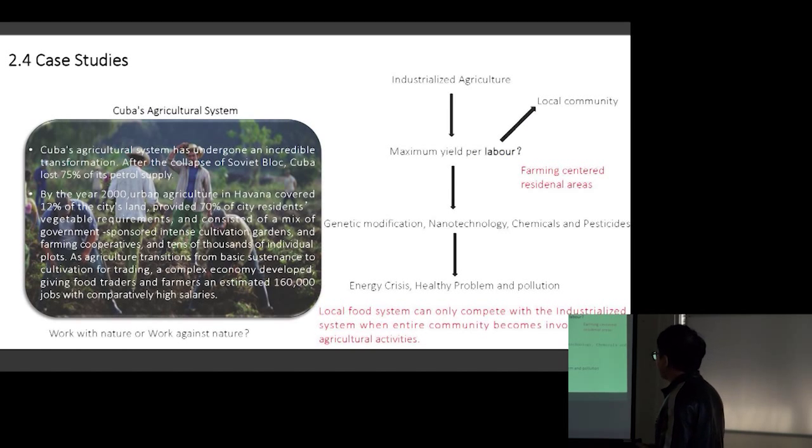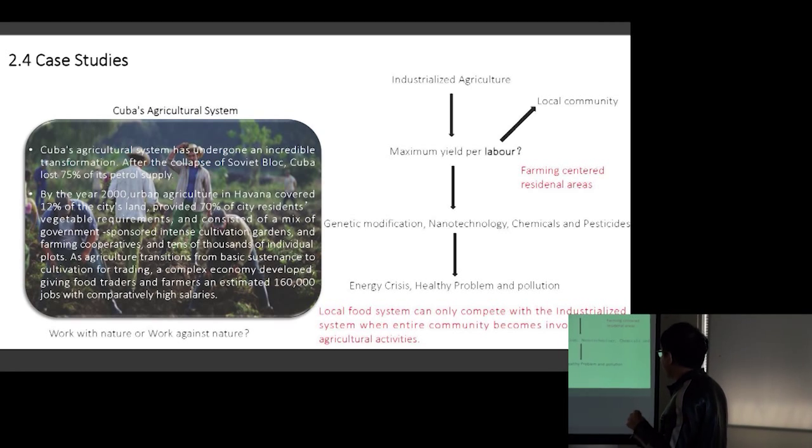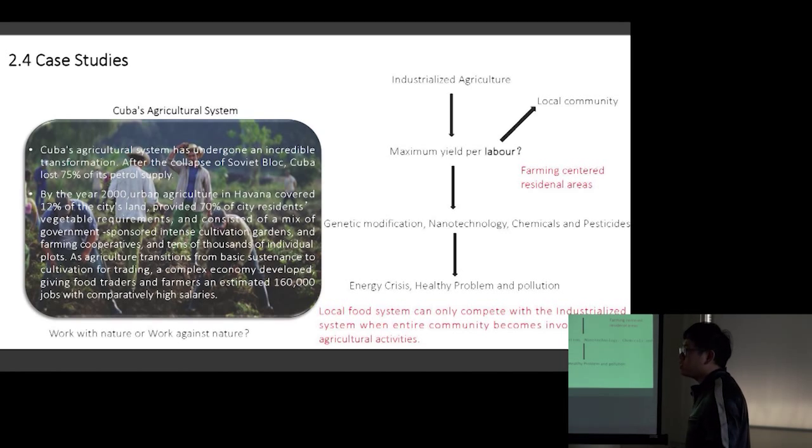So let's look at some case studies. Cuba's agriculture. Cuba lost the fossil fuel supply a few years ago, so they had to make a revolution in their food system. Today, the agriculture in Havana covers 12% of the city land and provides 70% of the residents' vegetable requirement, which means it's really possible to grow food in the city and support ourselves.